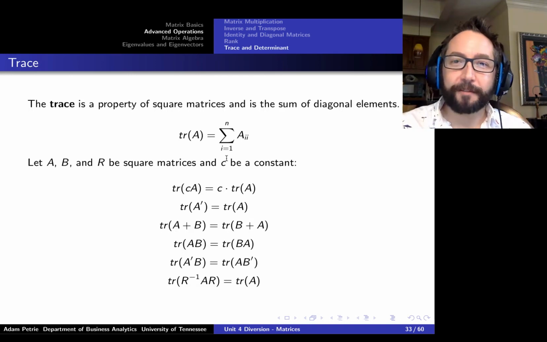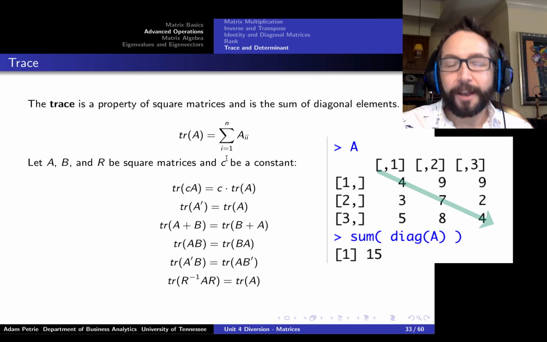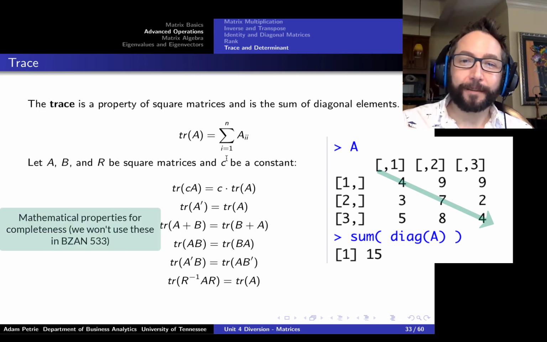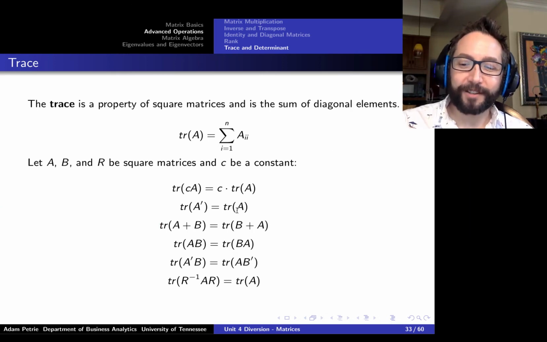Another characteristic of a matrix, besides its rank, is the trace. This one's easy. Just sum up all the diagonal elements, and that's going to be the trace of that matrix. Obviously, it's only going to be relevant to square matrices here. And there are some mathematically cool properties of traces if you're curious.